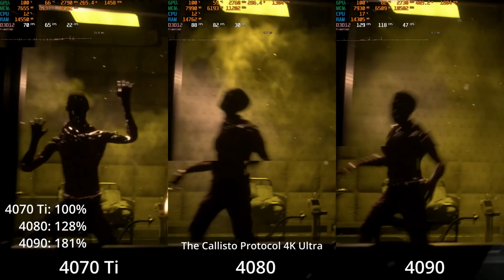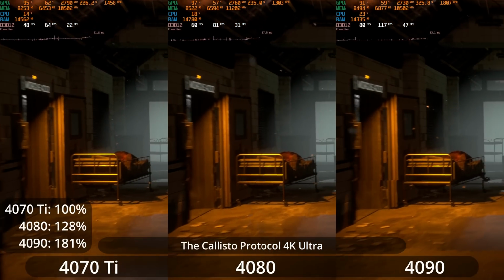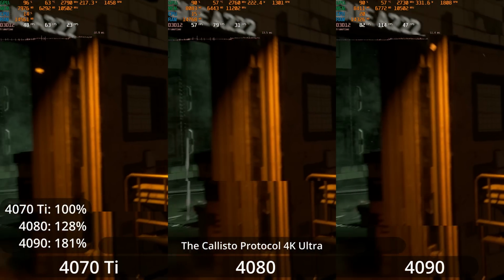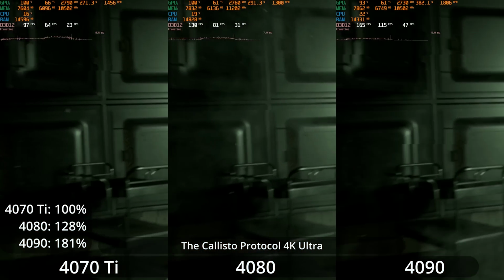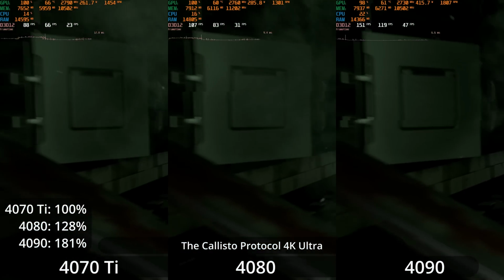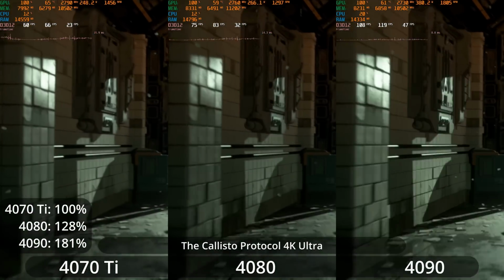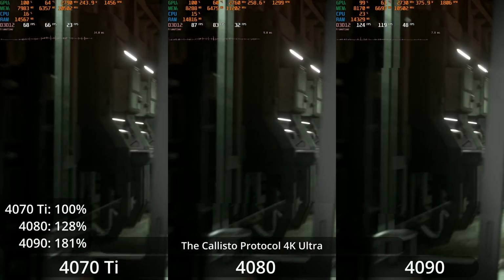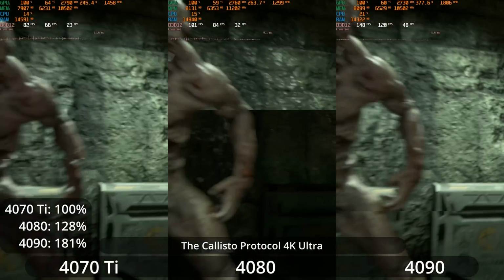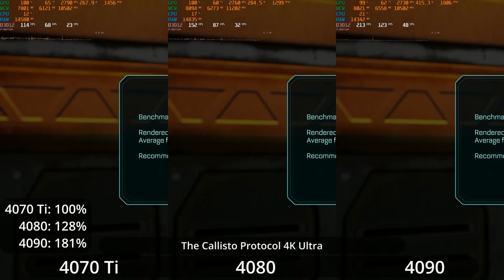Although the 4070 Ti at 4K Ultra is averaging around 60 frames per second, all of these GPUs have 1% low dips, and I think that's just this game. This game has some scenes that are just very unoptimized, in my opinion. But either way, we can see an interesting spread in the GPU performance here.